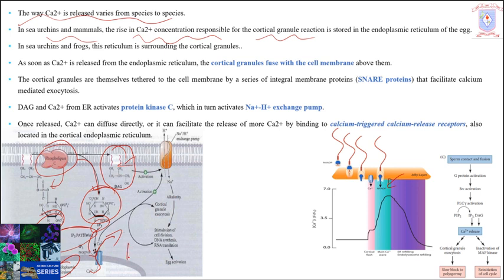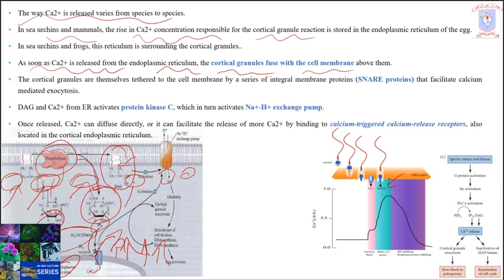So the calcium level inside the cytoplasm gets increased. Okay, as a result, as soon as calcium is released from the endoplasmic reticulum, the cortical granules fuse with the cell membrane above them. This is not mentioned in this diagram, but here you can see in the cortex region the vacuoles or granules. Inside the granules, a lot of chemicals are there. So these granules attach to the plasma membrane and release their contents to the outside, that is, to the perivitelline space.